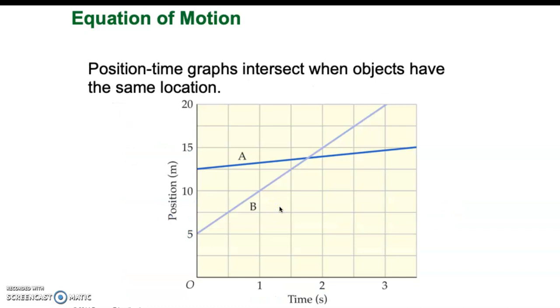So position-time graphs intersect when objects are at the same location. Here, A starts somewhere between 10 and 15, so 12.5, and moves. B starts at 5, but moves faster because it's a steeper line. And then we wait, and where the lines meet, right here, which is about 1 3/4 seconds in, somewhere like probably 14 or so meters, at the 14 meter position they meet.